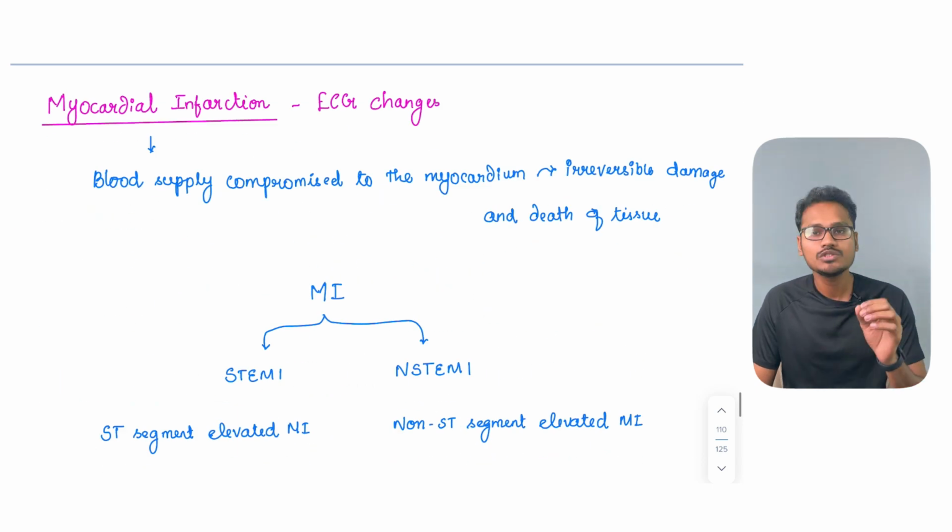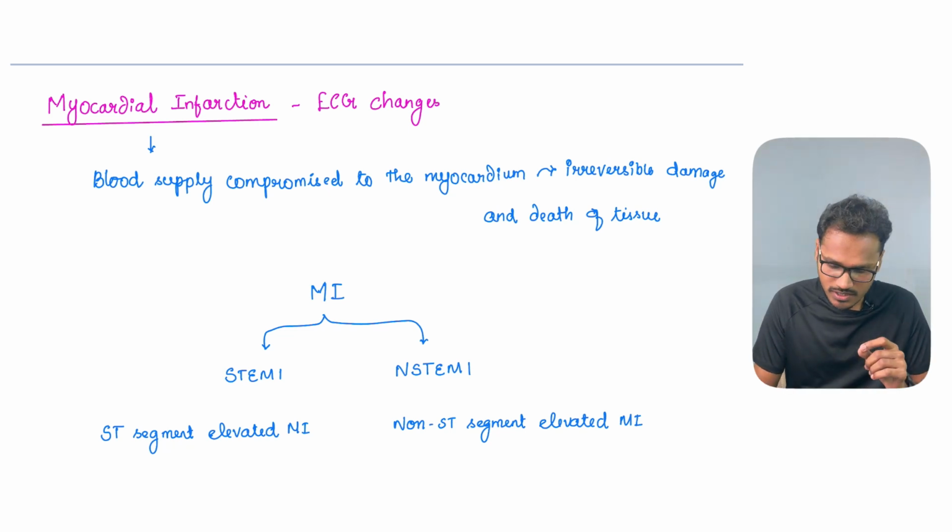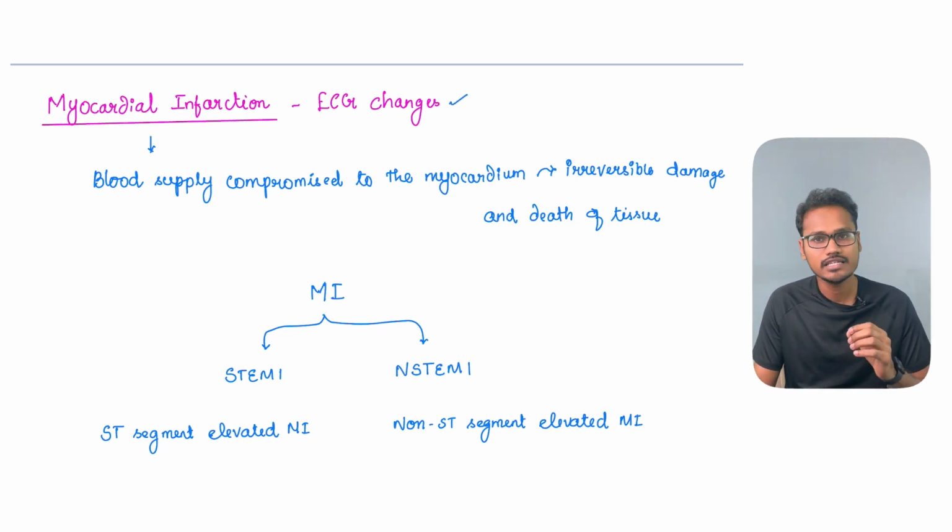So first things first, this is one of the most important topics. Why? Because the acute changes of myocardial infarction can be picked up in an ECG and immediate treatment of the patient can be done, and it could be a life-saving procedure also. So that's why we have to understand what the ECG changes in myocardial infarction are.